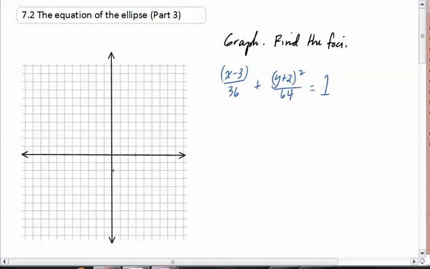Alright, in this last video we're going to take a look at an ellipse that's oriented vertically. That just means it's longer vertically than horizontally. So using what we've learned in the last two videos, let's take a look at the denominator that's the largest, and that would be the 64.